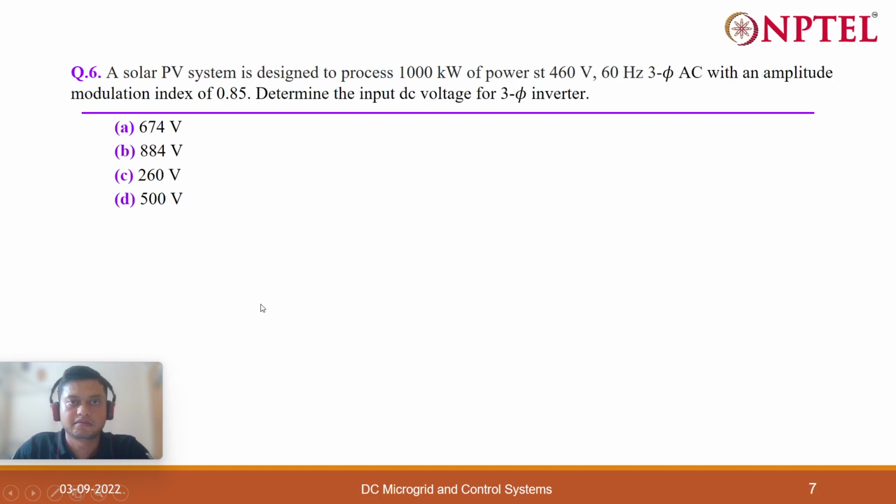So let us see this 6th number question. A solar PV system is designed to process 1000 kilowatt of power at 460 volt, 60 hertz, 3 phase AC.